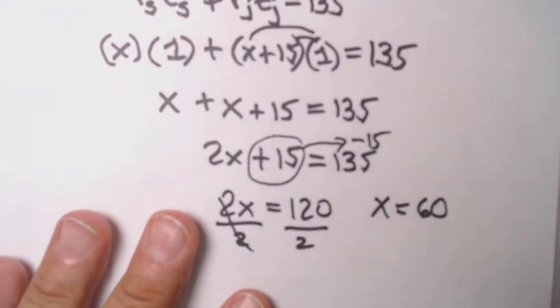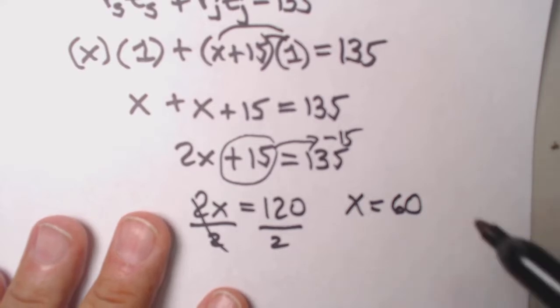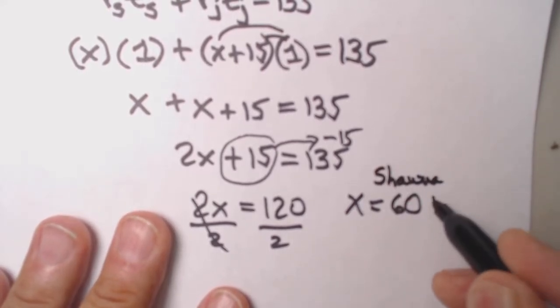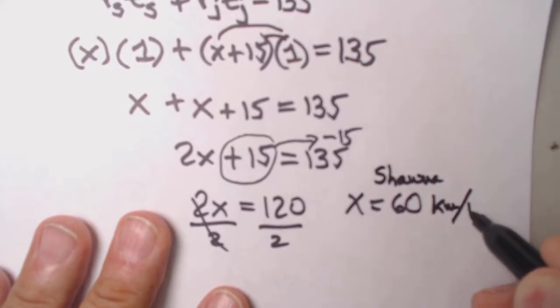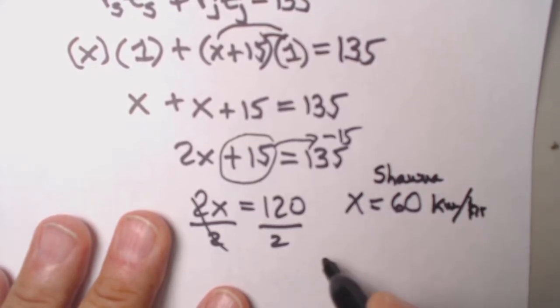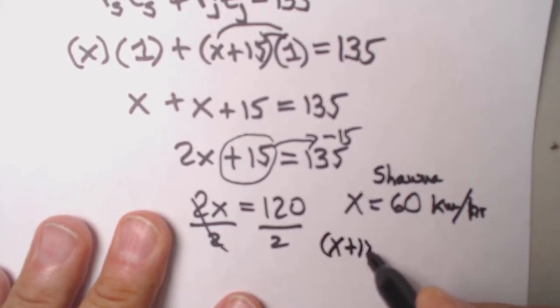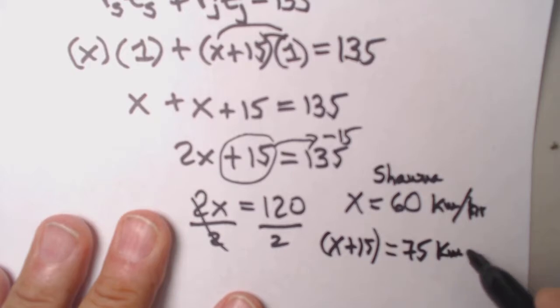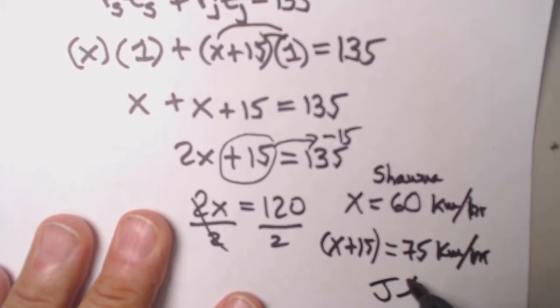But we can also find out Julio's as well. So this is Shauna, 60 kilometers per hour. Now remember, Julio was x plus 15, so we take the x value, which is 60, and add 15 to it, 75 kilometers per hour. This is what Julio is doing.